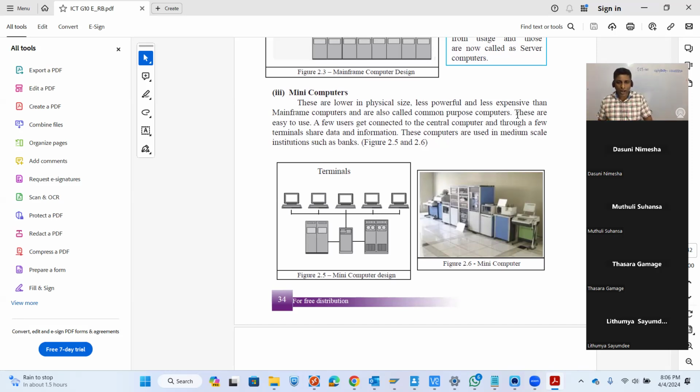So you need a bit of high computing power, right? Maybe organizations to operate an ERP system.